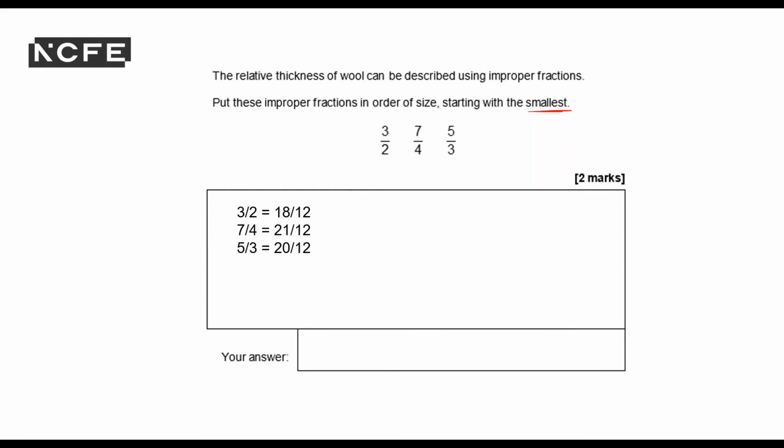So very easily now I can see that the smallest is 3 halves. So from smallest to largest, I've got 3 halves. And then I've got 5 thirds. And finally, the largest is 7 quarters.